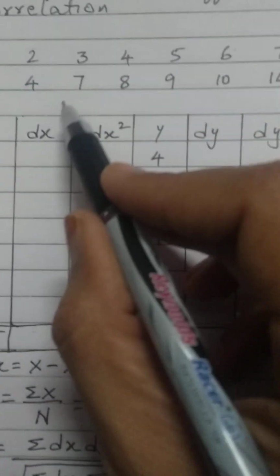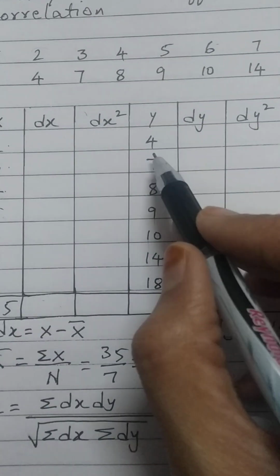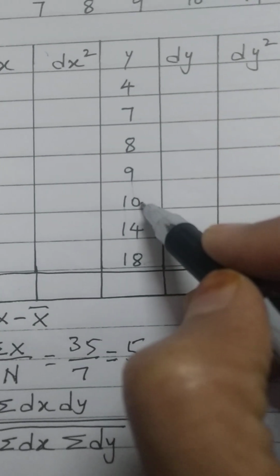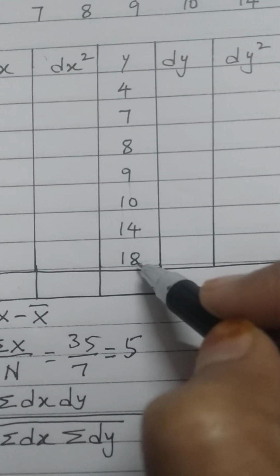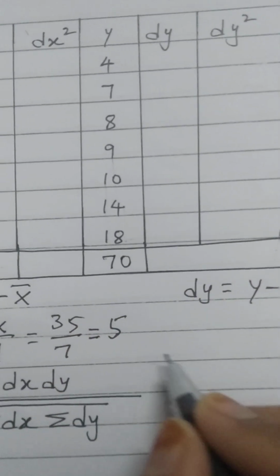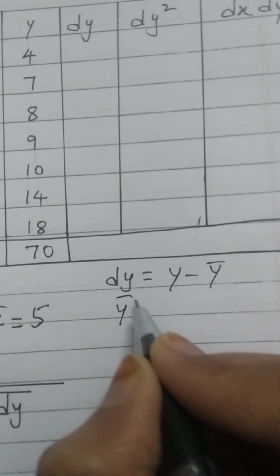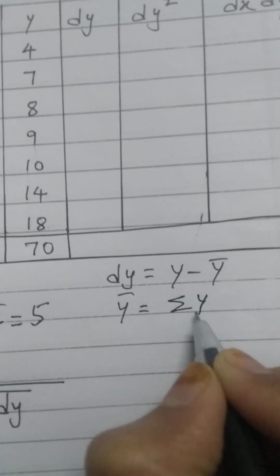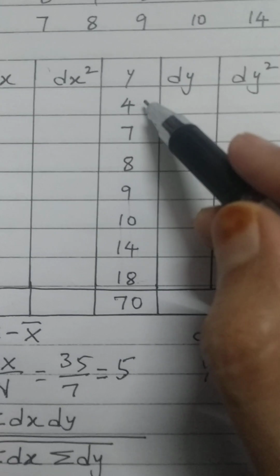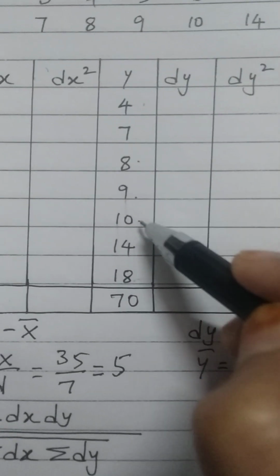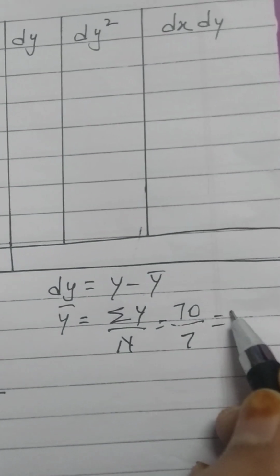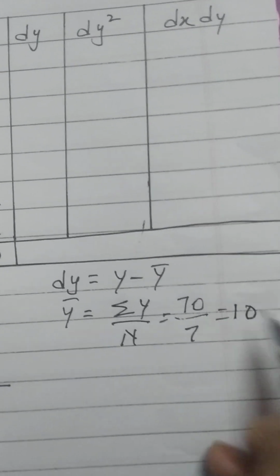Again for y values, these are the y values I have written here. For y values, 4 plus 7 plus 8 plus 9 plus 10 plus 14 plus 18 is 70. So this 70, I will write y bar is equal to sum of y by n. So 70 divided by number of observations. How many are there? 1 2 3 4 5 6 7. So divided by 7, 70 divided by 7 is 10.